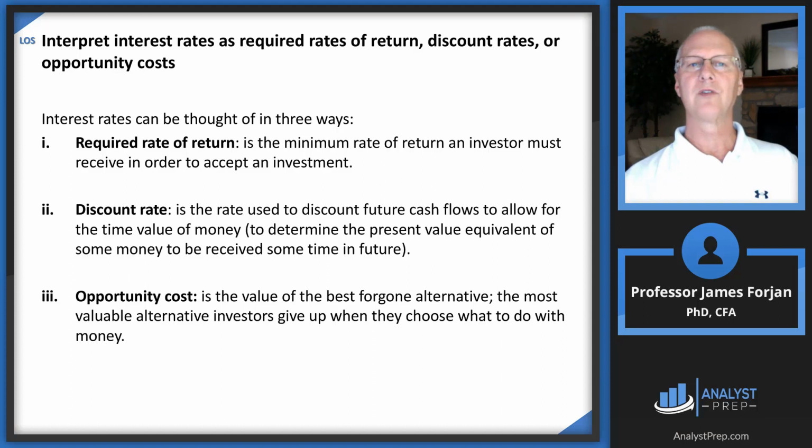Let's look at the LOS that asks us to interpret interest rates as 3 different measures of a rate of transformation. Interest rates can be thought of as a required return, a minimum rate of return that is necessary in order for an investor to make that investment. A discount rate is simply the interest rate used to discount future cash flows to compute a current value or a market value or a present value. An opportunity cost is the value of the best foregone alternative.